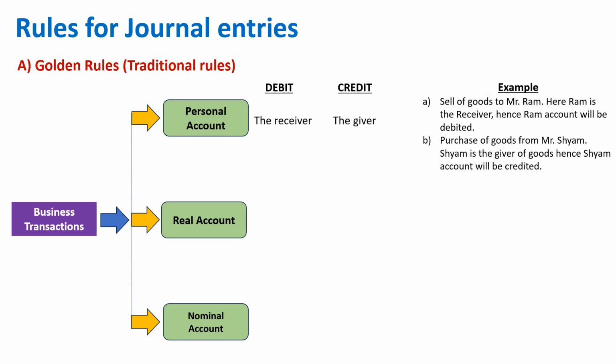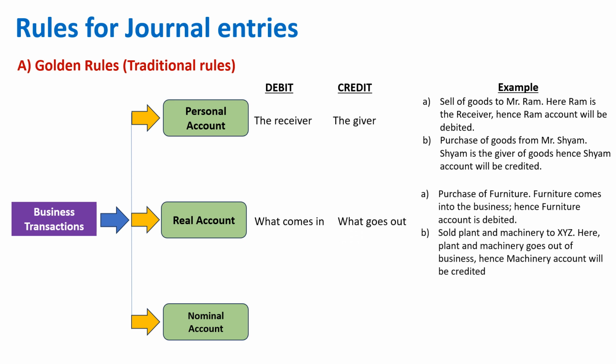So if any transaction has a personal account, then to understand which account to be debited or credited, the rule of the receiver and giver has to be examined. Now coming to the real account, what comes in is debit and what goes out is credit. Let's take an example. Purchase of furniture. So purchase comes into the business, hence furniture account is debited. Similarly, sold plant and machinery to XYZ. Here plant and machinery goes out of the business, hence machinery account is credited.